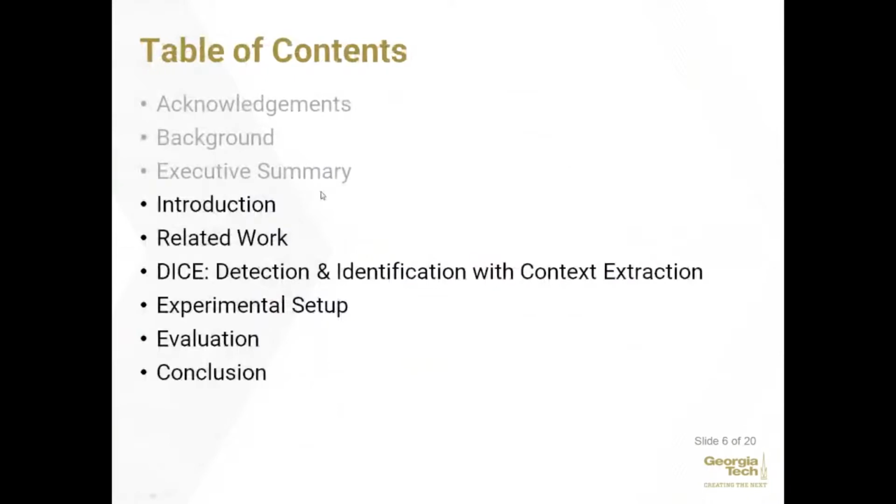Okay, so we've gone through the acknowledgments, the background, and the executive summary. What I want to focus on now is going into the introduction to the actual research. We're going to look at the related work, and then the actual DICE, which is the detection and identification with context extraction algorithm. After that, the experimental setup will be explored, as well as the evaluation of the results found in the experiment or the experiments, and after that, the conclusion.